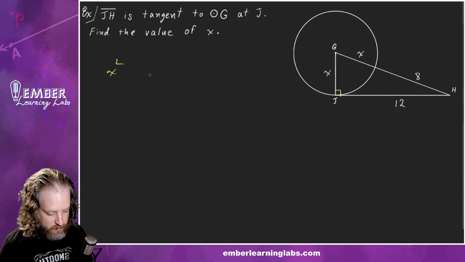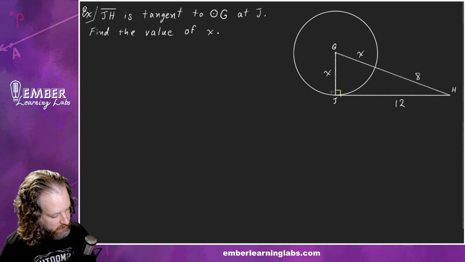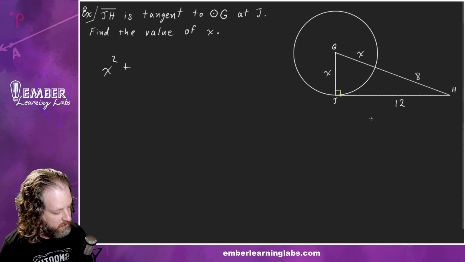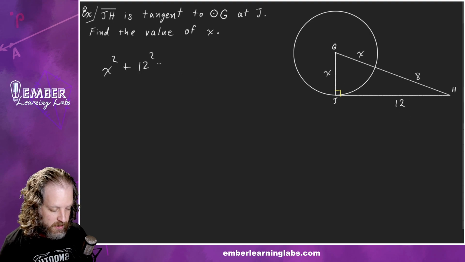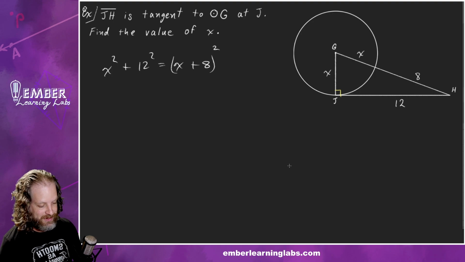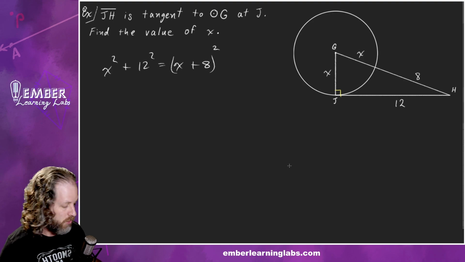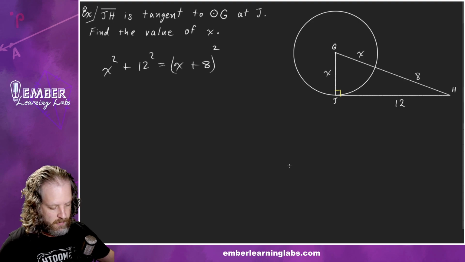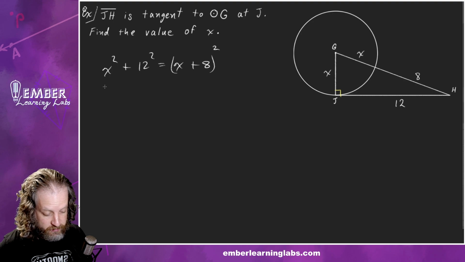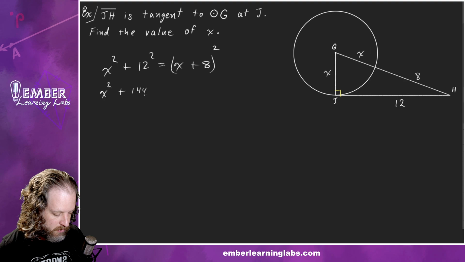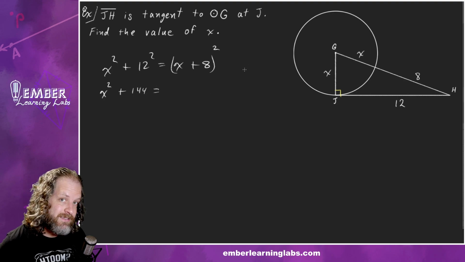So x squared plus 12 squared equals x plus 8 squared. Uh-oh. We're going to end up with a little quadratic happening here. I bet we're going to get a positive answer and a negative answer, and we're going to have to throw one out. Well, let's find out what happened. Okay, so x squared plus 12 squared. 12 squared is 144. We need to split this into 2, right?